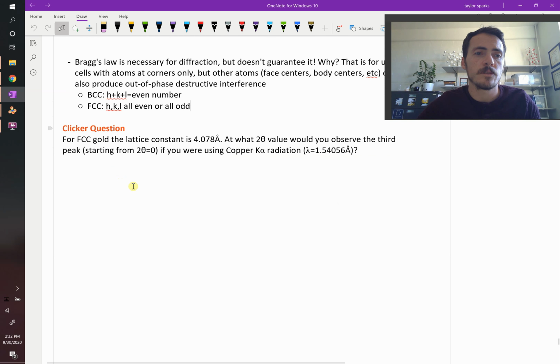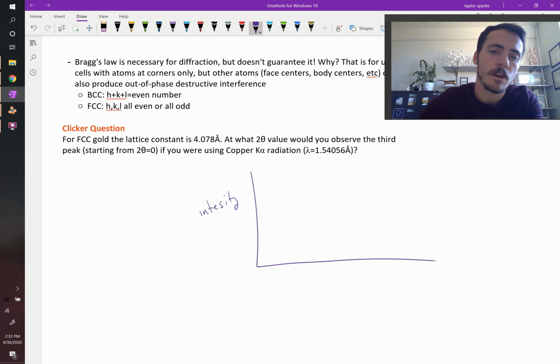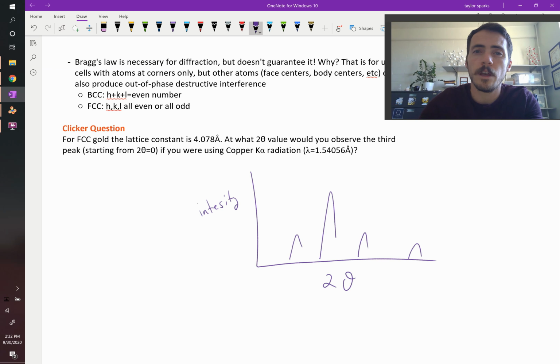So, consider this question. FCC gold has a lattice constant of 4.078 angstroms, so we know the lattice constant of gold. It asks the following question: at what 2 theta value would you observe the third peak starting from 2 theta equals 0 if you were using copper K alpha radiation, which has a value of 1.54056 angstroms? So it's asking this question, right? When you measure intensity versus 2 theta, you're going to get peaks occurring in your sample. It wants to know what will be the third one, the third smallest 2 theta value. Okay, we can answer that question.